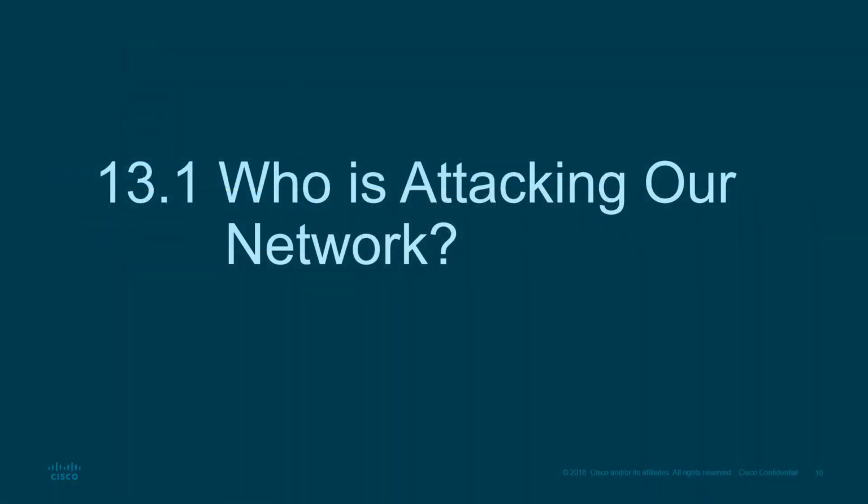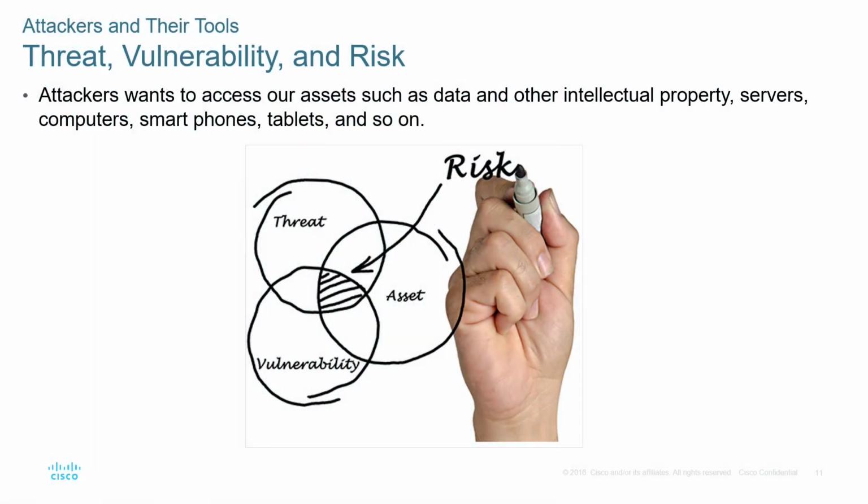So first of all, who is attacking a network? That's one of the big questions we have to be able to ask and answer. So oftentimes we look at what's called the threat, asset, and vulnerabilities. And where these three converge is known as risk. When we have a threat that could be realized, when we have a vulnerability that can actually be presented through that asset, and when we have that asset, that vulnerability, and that potential threat, where all three of them line up, that is where risk comes in.